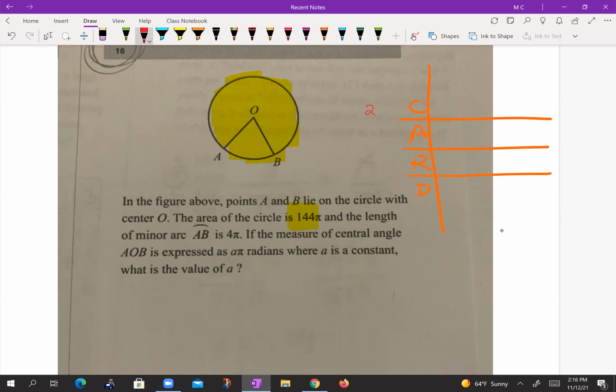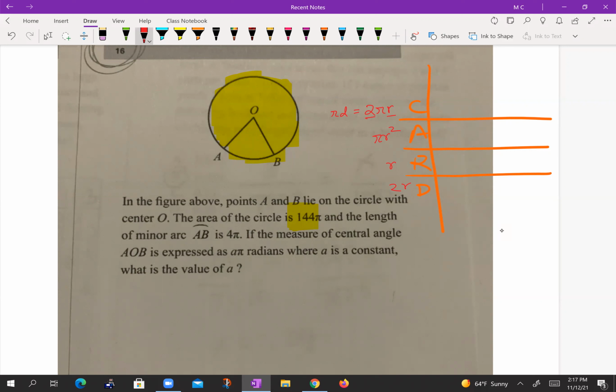The formula for circumference is 2 pi r, area is pi r square, radius is of course r, and diameter is 2r. And circumference can also be pi d because 2 times r is just diameter.